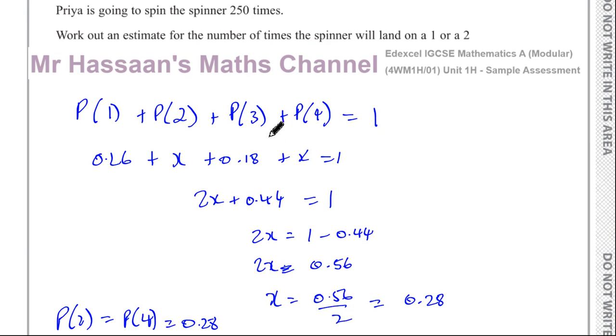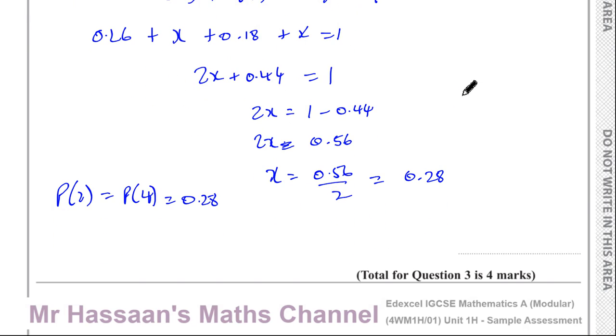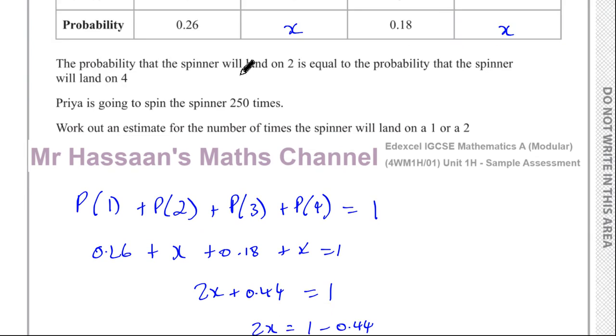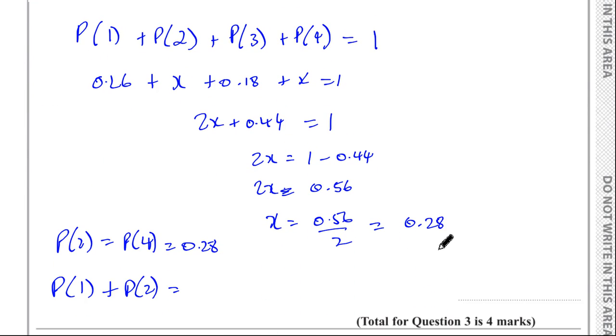So now the question says work out an estimate for the number of times the spinner will land on a 1 or a 2. So we got to consider the probability that it lands on a 1 and also the probability that it lands on a 2. So we have to add these two separate probabilities together. So 0.26 plus 0.28. That represents 1 or a 2, basically.